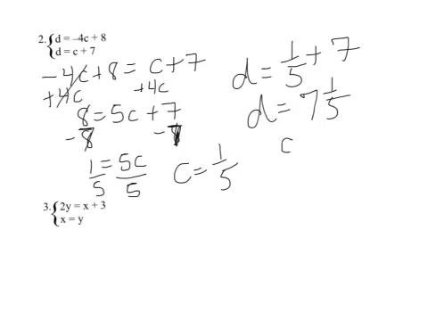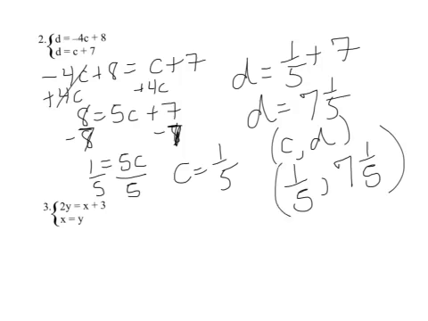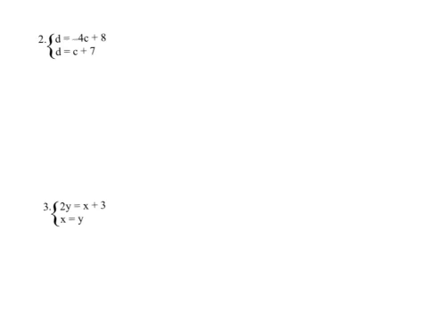Our ordered pair. If you've got different variables, go ahead and just put them in alphabetical order, unless you know that they mean something, which we'll get to later. So I'm going to get 1/5 and 7 1/5 is our solution. And all I got to do now is check it. All right, moving right along.